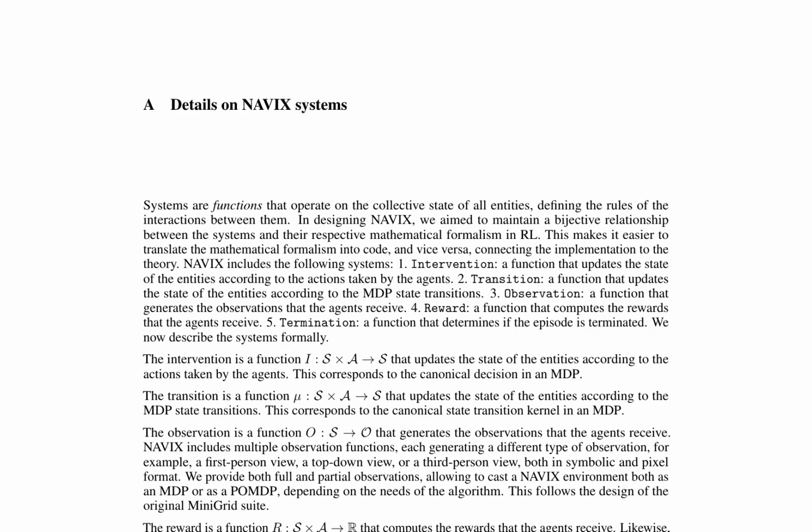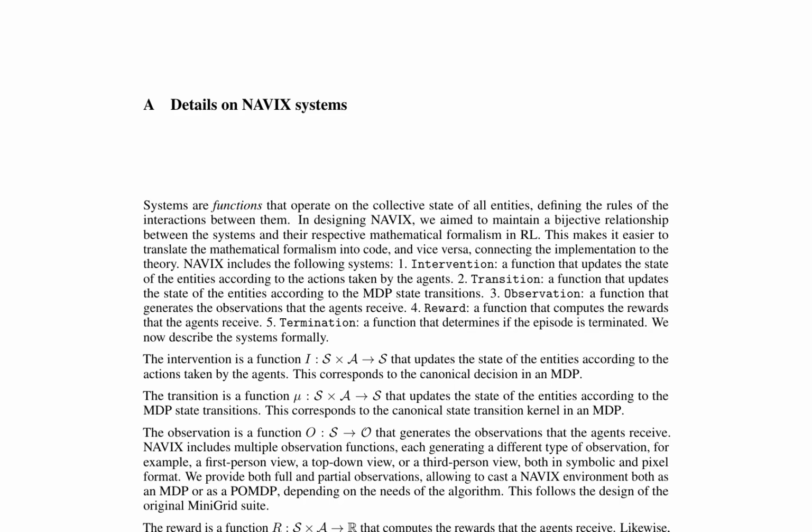The transition system is a function μ: S × A → S that updates the state of entities according to MDP state transitions, corresponding to the canonical state transition kernel in an MDP. The observation system is a function O: S → O that generates observations for agents, with multiple observation functions available, including first-person, top-down, and third-person views in symbolic and pixel formats. Both full and partial observations are provided, allowing NAVIX environments to be cast as either MDPs or POMDPs.